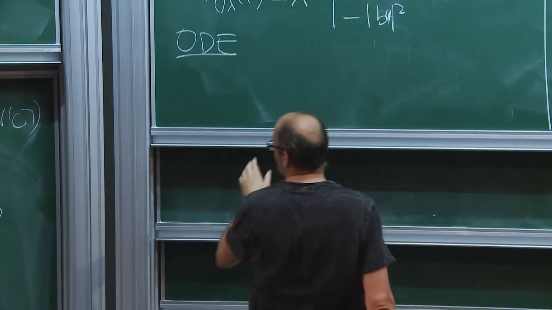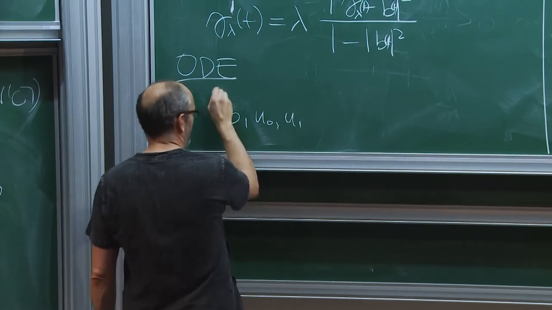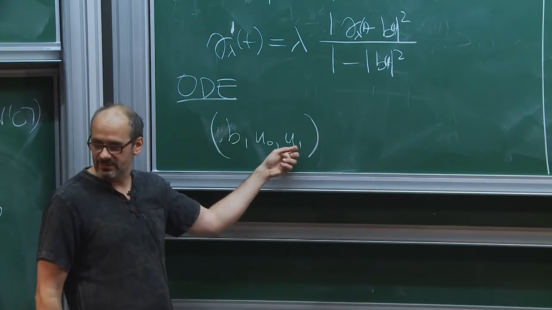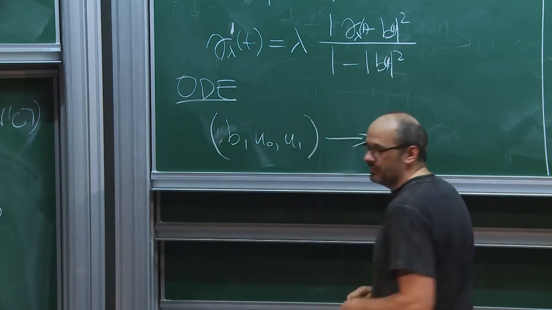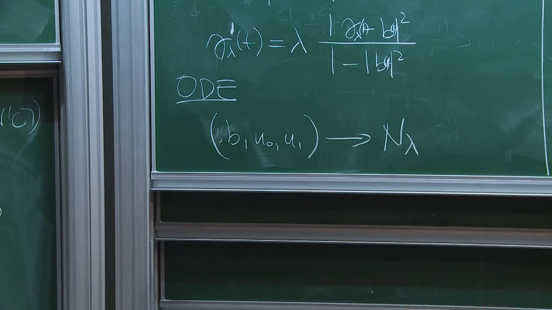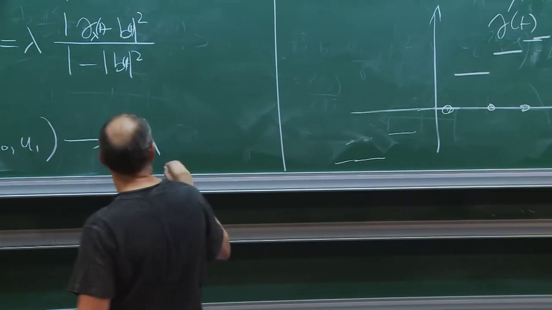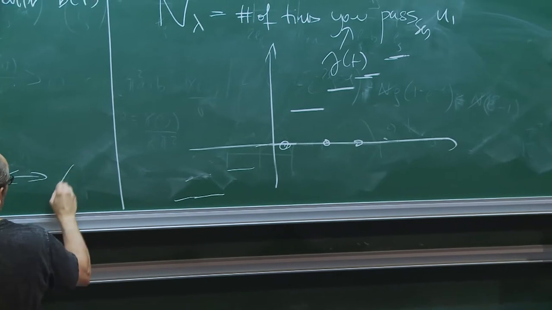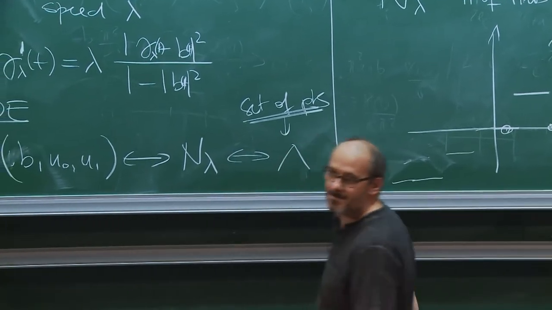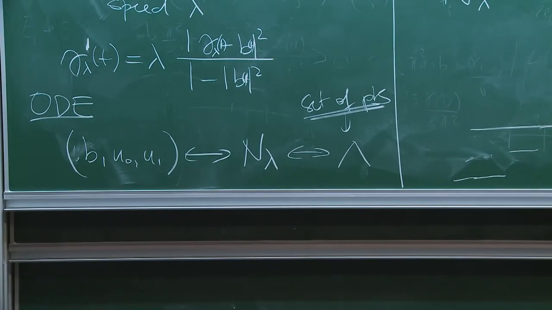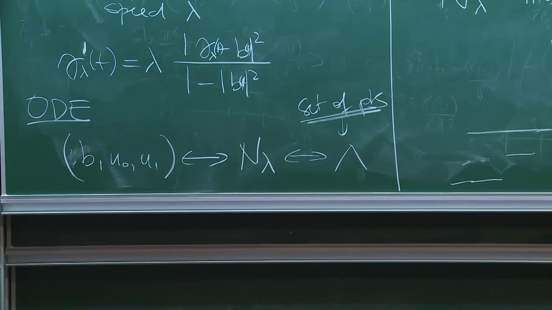So what you get here is you have this triple, which is B, U0, U1. This is a path, and these are two points on the boundary. To this triple, you associate this N lambda, which is a counting function for some point process, from some set of points. There are points where you jump. So this is the same as some lambda, which is a set of points. This is called a hyperbolic carousel. You have a path and two points on the boundary, and it gives you a bunch of points.